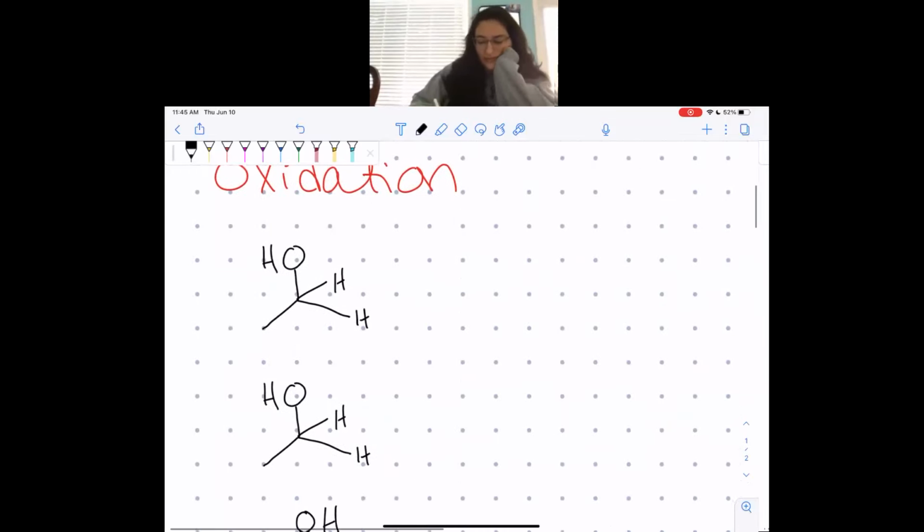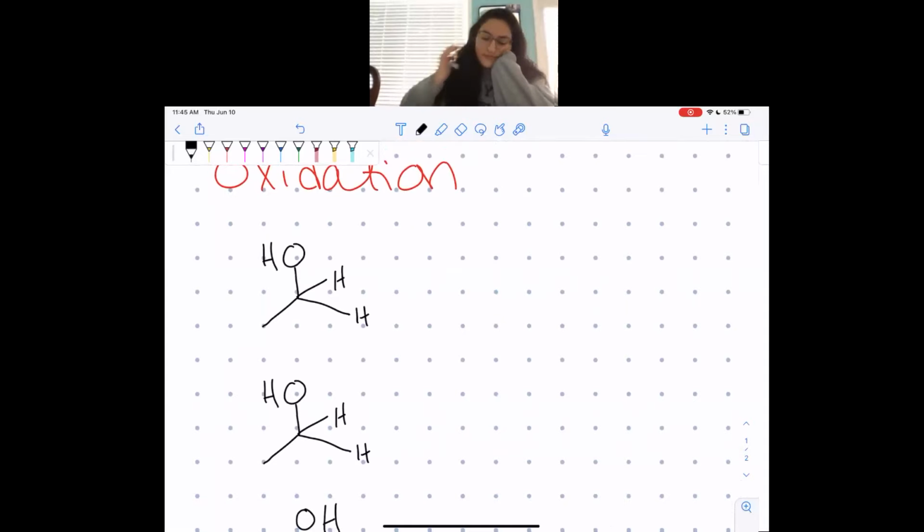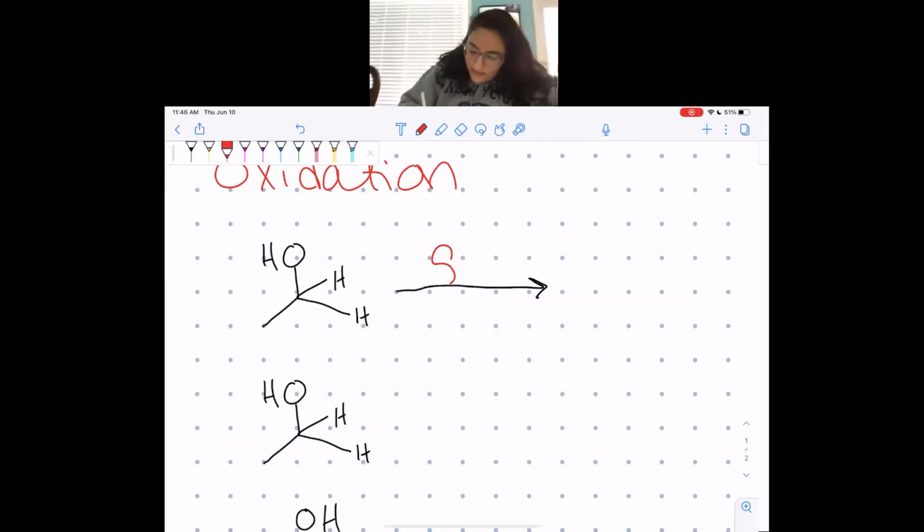And so I'm going to zoom back in. When we're doing oxidation, there's a whole bunch of reagents we can use, but for right now, we're going to say strong or weak. So S is strong, W is weak. So if we have a primary alcohol and we use a strong reagent, we are going to go ahead and oxidize this.